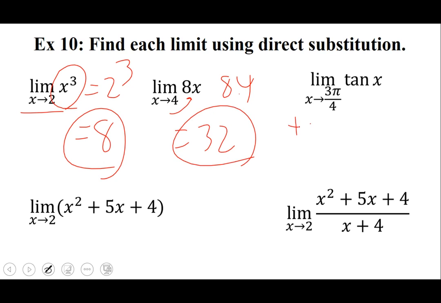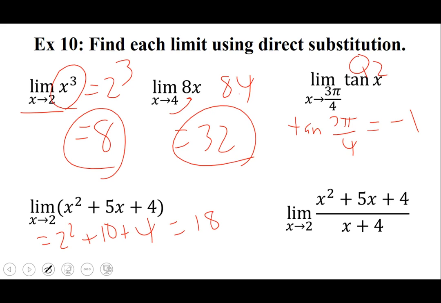This becomes the tangent of 3 pi over 4. Now you have to remember that 3 pi over 4 is, of course, in quadrant 2. The pi over 4 family is root 2 over 2, root 2 over 2. And in quadrant 2, they are, of course, negative. So you get a tangent of -1, but still algebraically possible. This is a polynomial, so 2 squared plus 10 plus 4. That is going to give you a value of 18. And so congratulations, that's the limit.